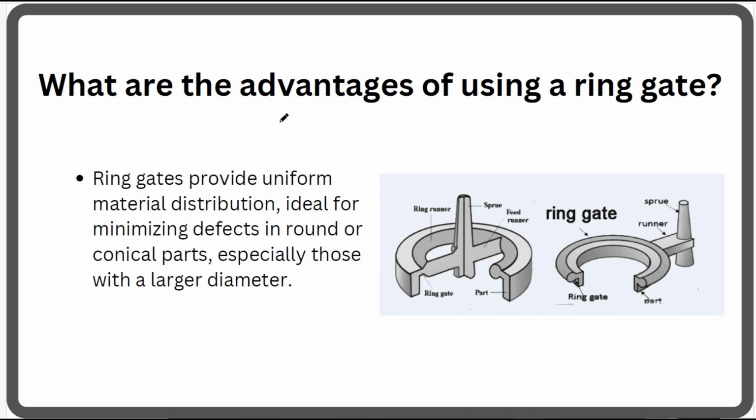So what are the advantages of using the ring gate? Ring gates provide uniform material distribution, and they minimize the defects in round and conical parts. So this is the advantage of the ring gate.